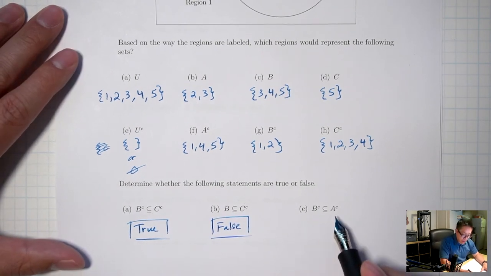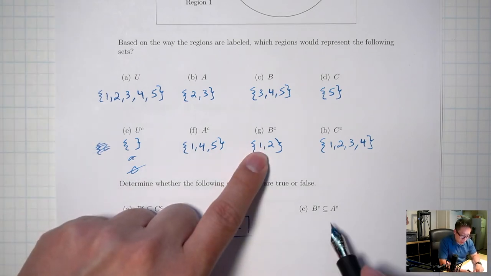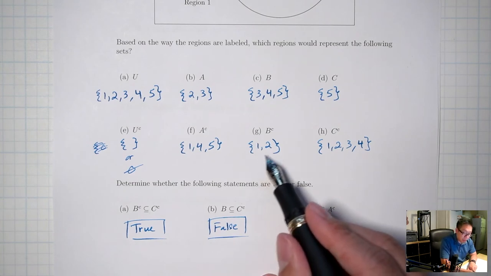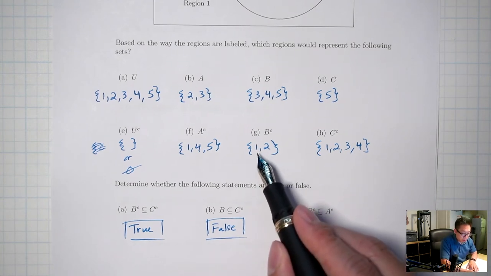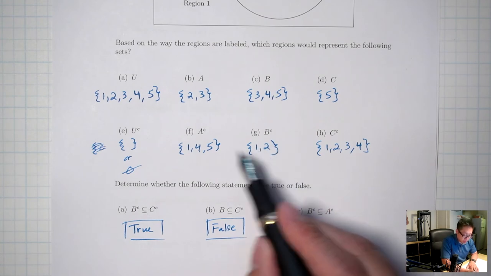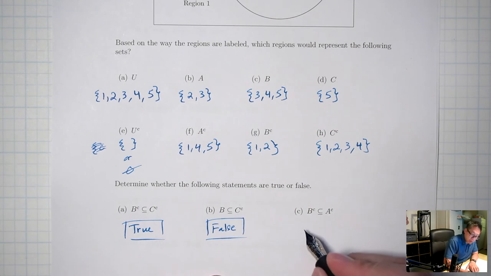B complement and A complement. So B complement's here. A complement is here. Start with the set on the left, which is B complement, and then check. We're talking about this set and this set. Is 1 in there? Yes. Is 2 in there? No. This is false.